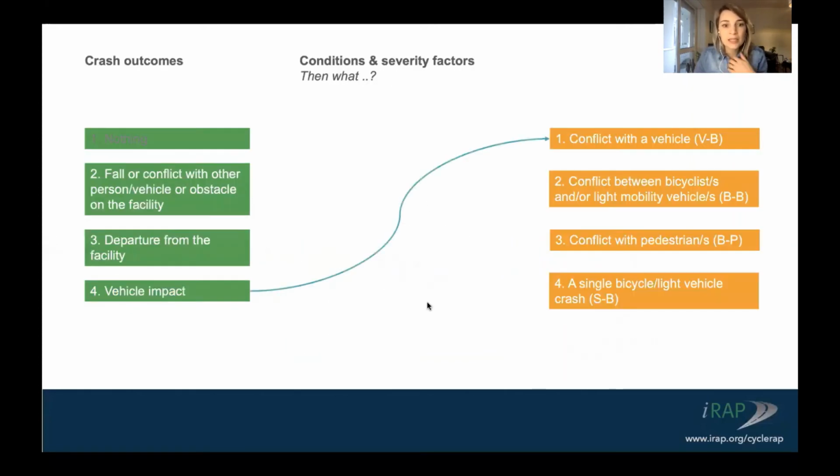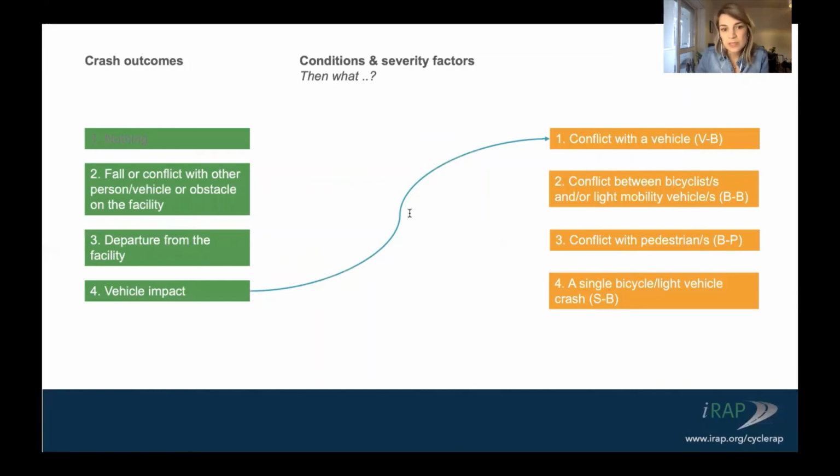Now we are looking at the conditions and what comes out of it. And here is where the 4 crash types that we are looking into in CycleRAP start to appear. And we'll be calculating scores, producing scores for these 4 crash types.